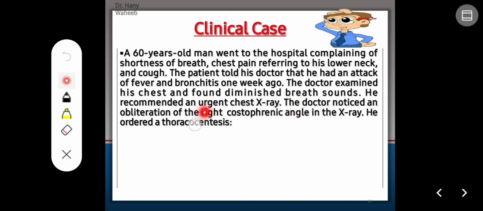The doctor noticed an obliteration of the right costophrenic angle in the X-ray. This is the pleural effusion in the costophrenic angle. He ordered thoracentesis, aspiration of the fluid. Thoracentesis means aspiration of the fluid.